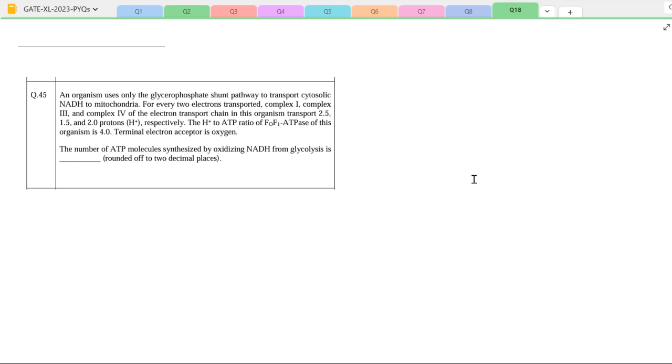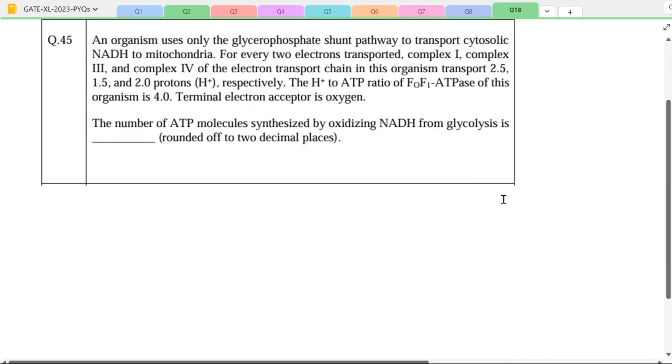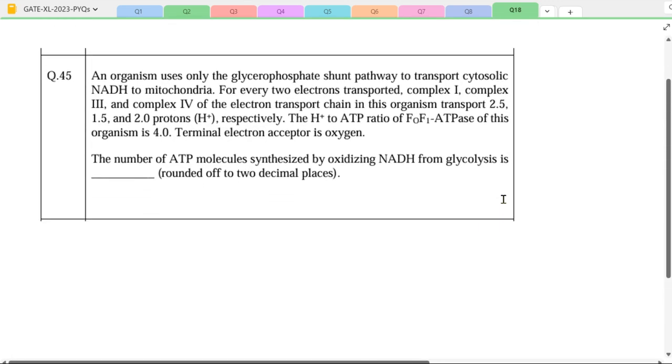Moving on to the next question. Yes, this is a really good question that I would like everybody to pay quite good attention to. Here, an organism uses only the glycerophosphate shunt pathway to transport cytosolic NADH to mitochondria. For every 2 electrons transported, complex 1, complex 3 and complex 4 of the electron transport chain in this organism transport 2.5, 1.5 and 2 protons respectively.